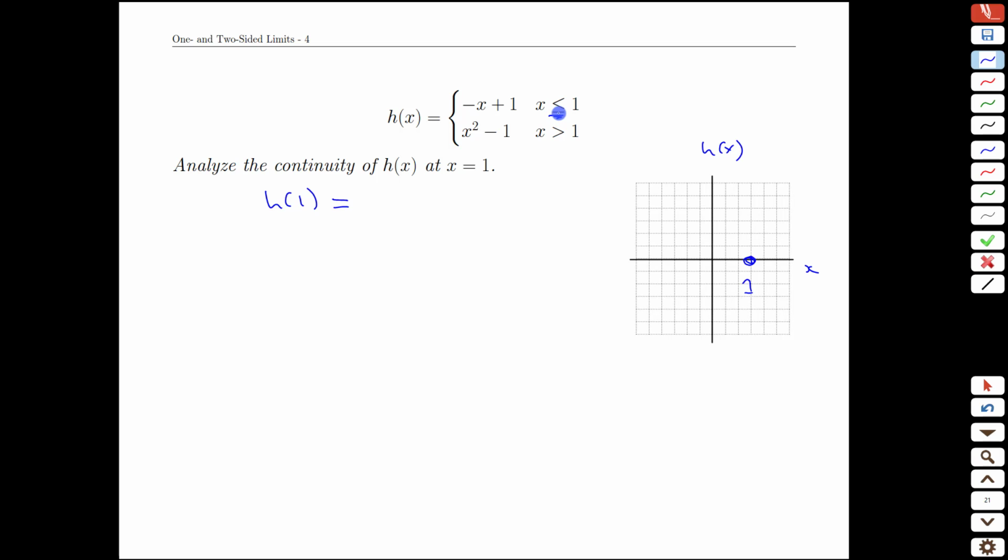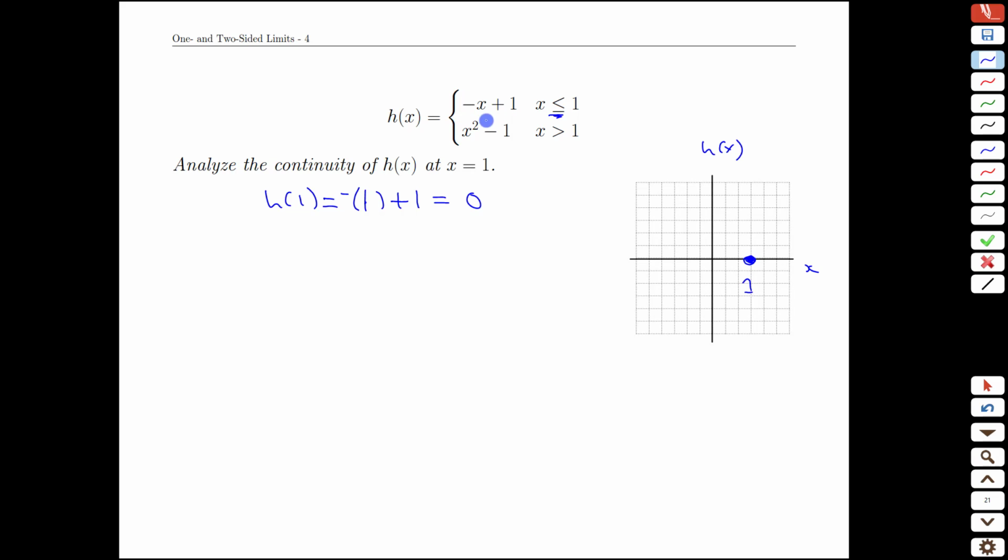Then we can use this formula because this applies when x is less than or equal to 1. We can apply that, minus x rather, plus 1. We're going to end up with a 0 there. And so the actual filled in circle that we get is at that point as well.